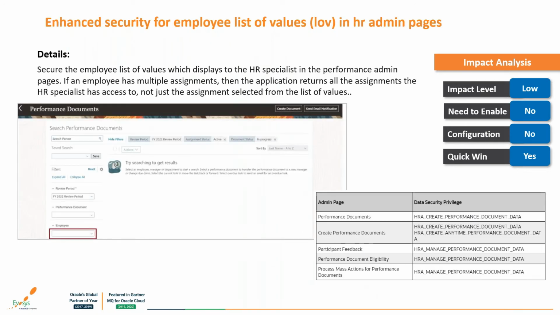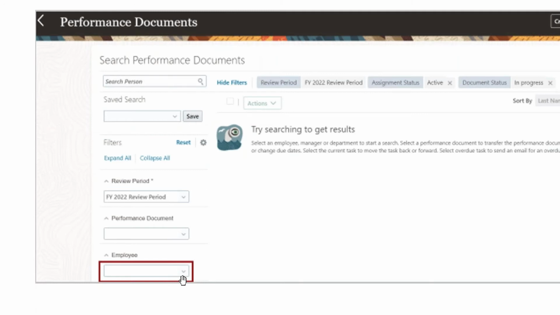Moving to the next feature, which is enhanced security for employee list of values and HR admin pages. The list of employees that appear in the employee filters in the performance admin page are now based on the HR specialist data security profile associated with the performance data security privilege. So in this page of performance document, employee, this is the filter that is added. The employee assignment detail displayed in the search result page already uses the HR specialist data security profile associated with the performance data security privileges.